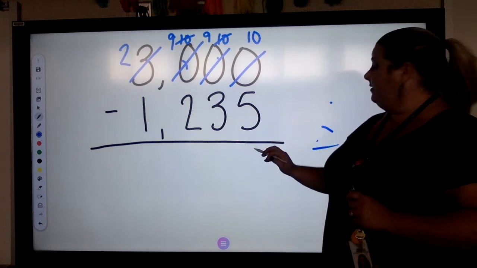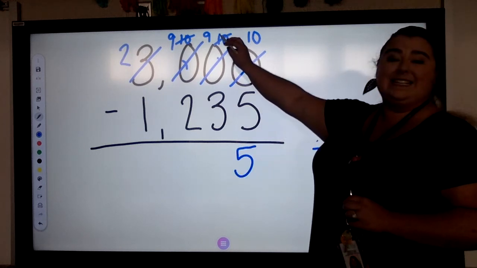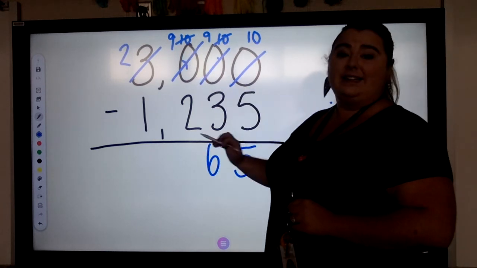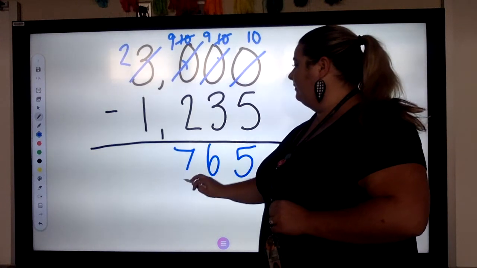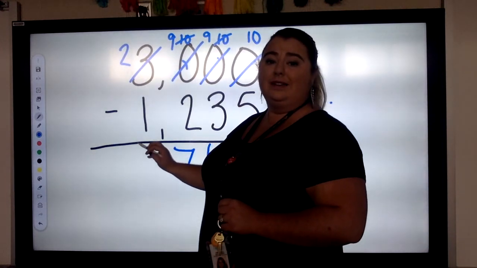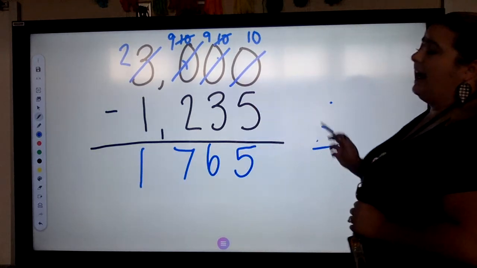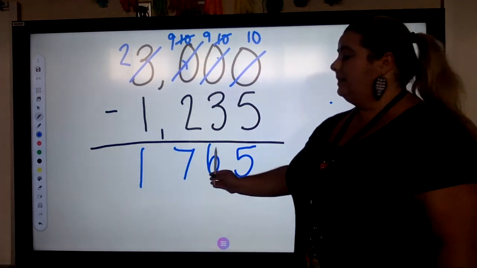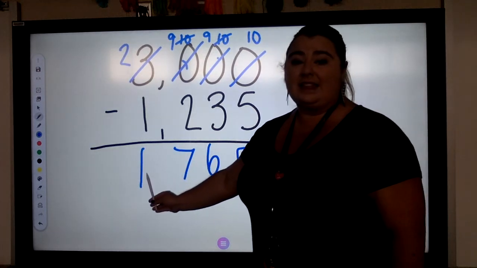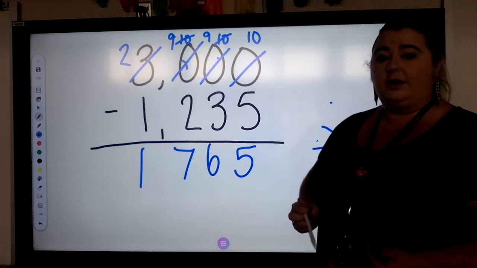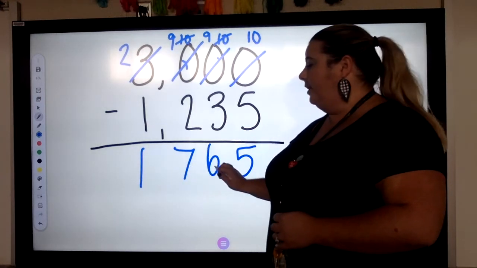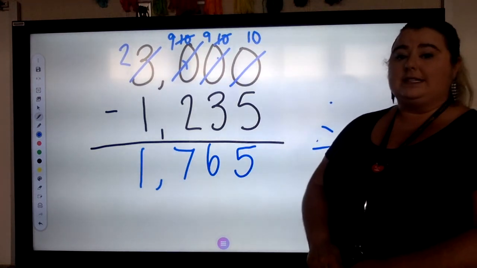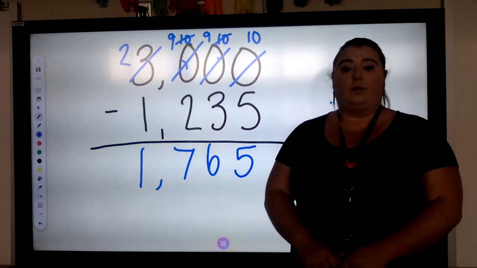10 subtract 5 is 5. 9 subtract 3 is 6. 9 subtract 2 is 7. 2 subtract 1 is 1. So when I am looking at my answer, I notice I have something in the ones, tens, hundreds, and thousands place. I need a comma somewhere. My comma is going to separate the thousands from the hundreds place. So my final answer is 1,765. If you need to watch this video more than once, please do so.